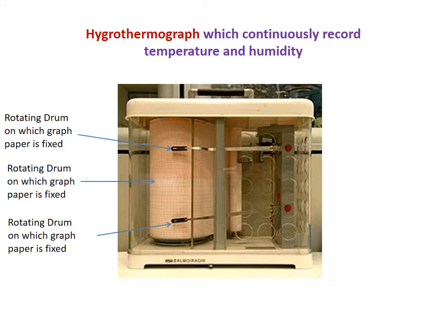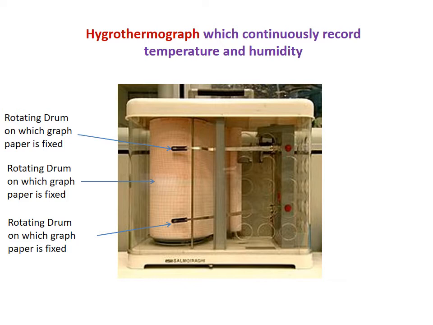This is another instrument where a graph is fixed on a drum which rotates with the help of a timer, and you can see two pens recording on the graph automatically while the drum is rotating. One of them is recording temperature and the other one is recording relative humidity. So both are there, and that is why it is called Hydrothermograph. Hydro refers to humidity and thermo refers to temperature.